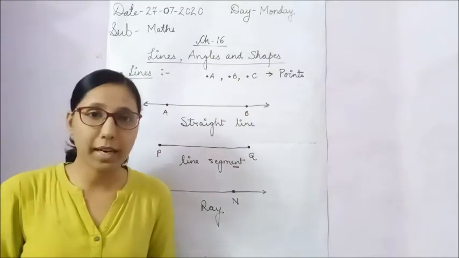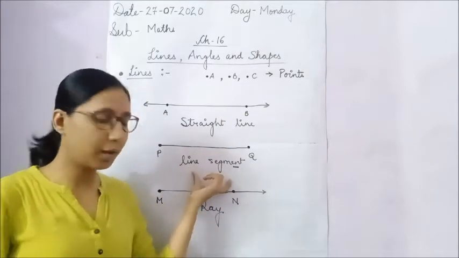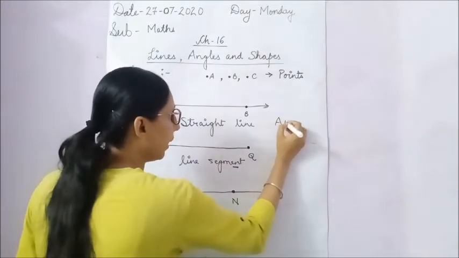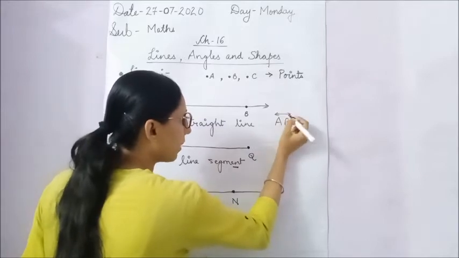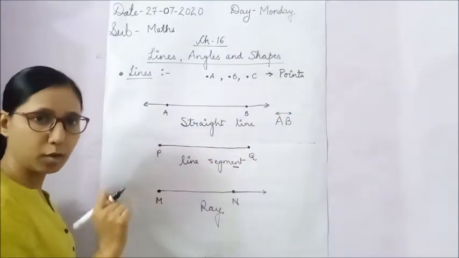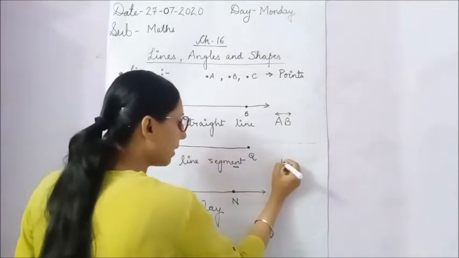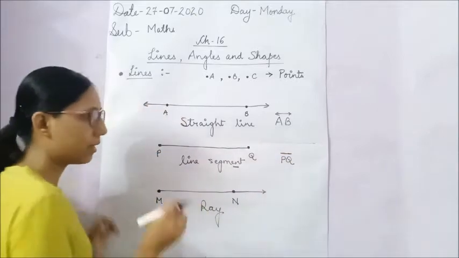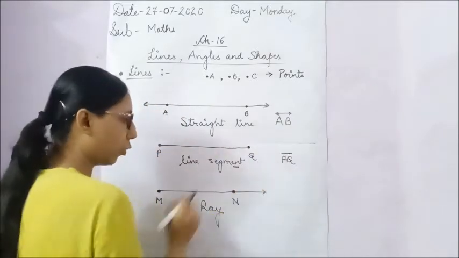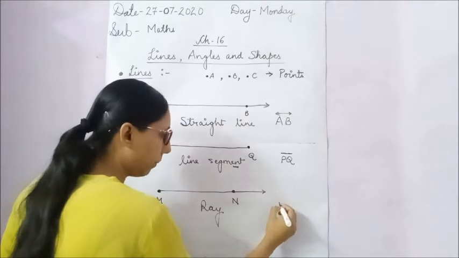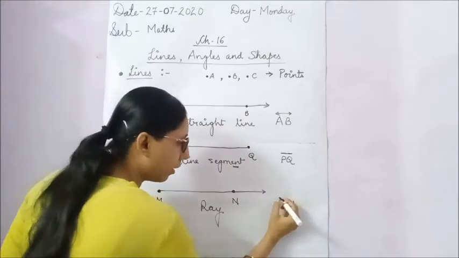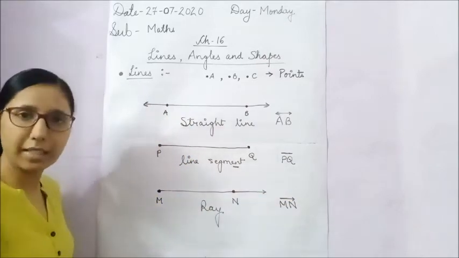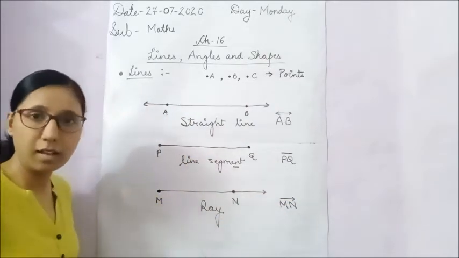Now how do we represent a line, straight line, line segment and ray? So here it is. We'll denote the straight line as AB and the symbol for a line is this, जिसमें 2 arrows आएंगे. Next we denote the line segment as PQ and the symbol for a line segment is only the single line over this PQ. Then for a ray it is MN and the symbol for a ray is this, because हम इसे एक ही डायरेक्शन में एक्सटेंड कर सकते हैं, अदर डायरेक्शन में ये एक्सटेंड नहीं होगा.